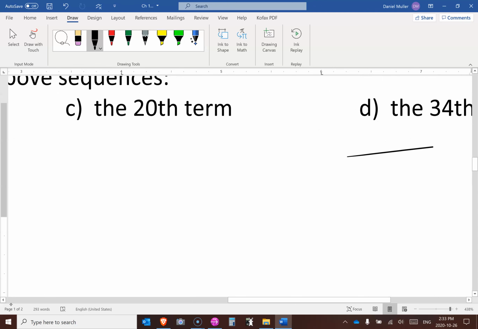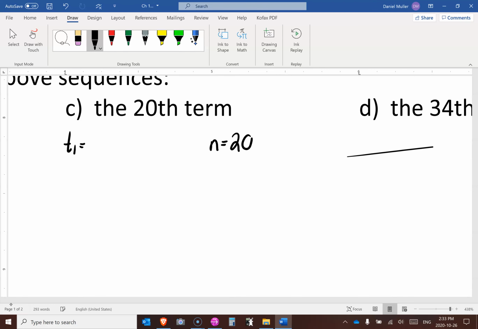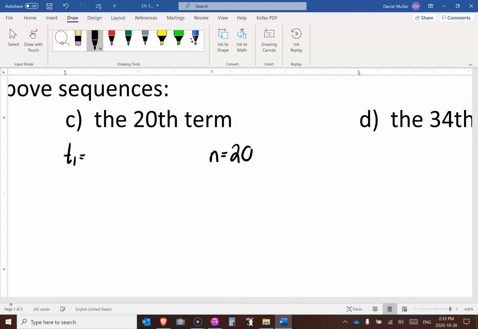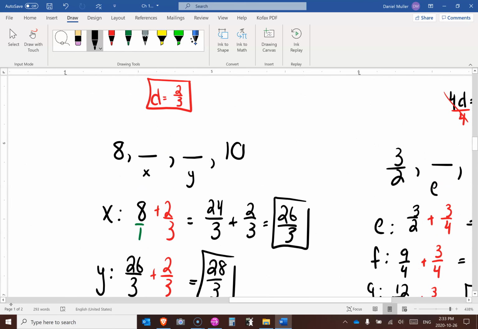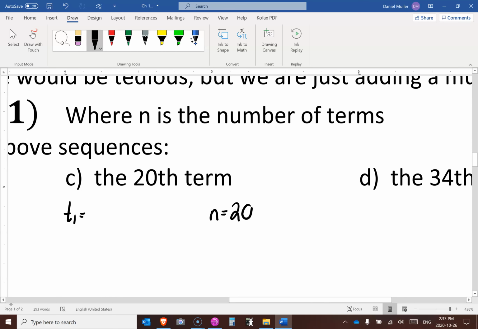Okay, 20th term. So T1, no idea. D, no idea. N, well, I know N is 20 because we're finding the 20th term. Okay, so what is T1? Let's look above here. What's the first term? 8. And our d here was 2 over 3.